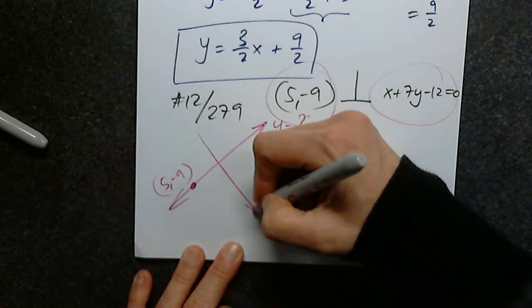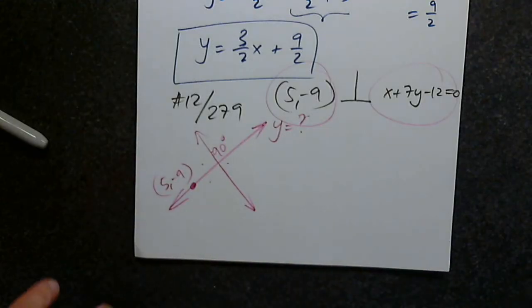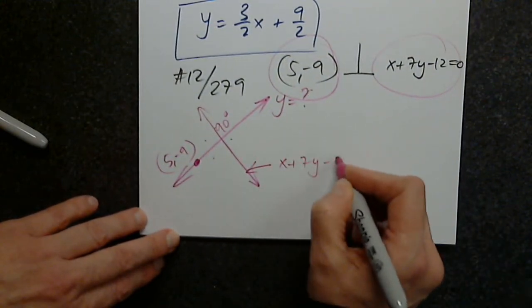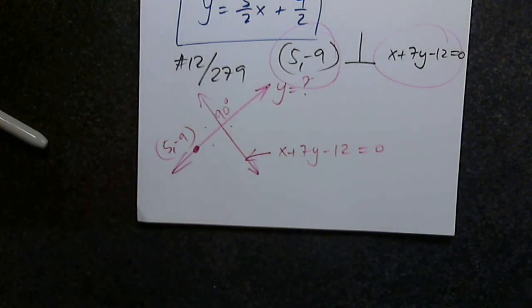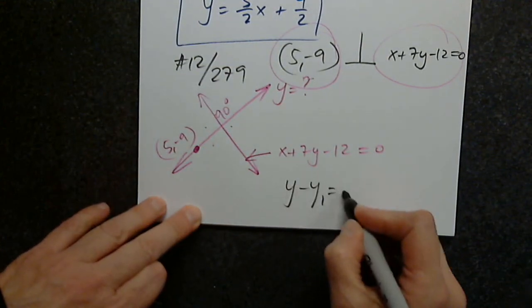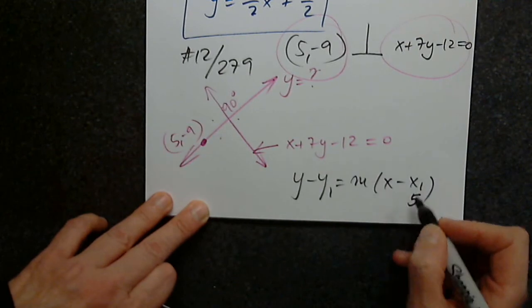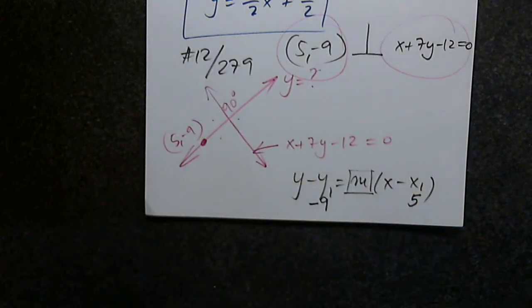It forms 90-degree angles, four 90-degree angles. And this equation is x plus 7y minus 12 equals 0. I would immediately write y minus y1 equals the slope times x minus x1, where 5 is x1 and negative 9 is y1. But again, I hit a roadblock. I don't have m.